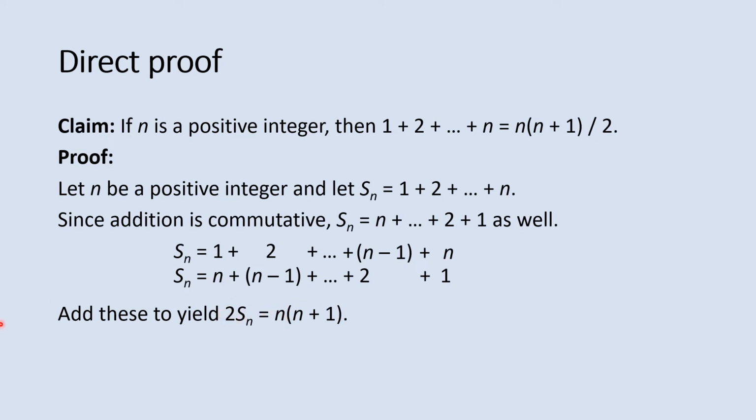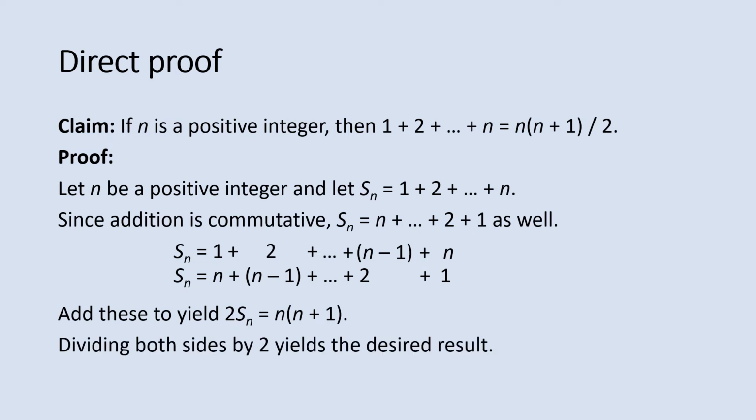Well, we don't want 2 times s sub n. We want to know what s sub n is. So what do we do? Divide both sides by 2, and that gives us that s sub n, the sum of the numbers from 1 to n, is n times n plus 1 over 2. And so that's what we were looking for. In this case, we've proved this statement directly rather than using a proof by induction.